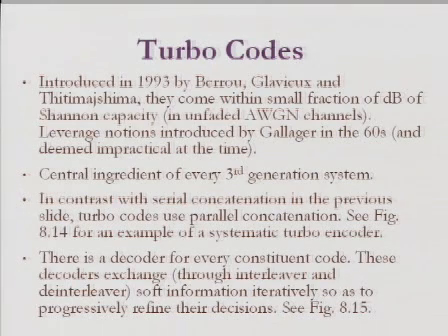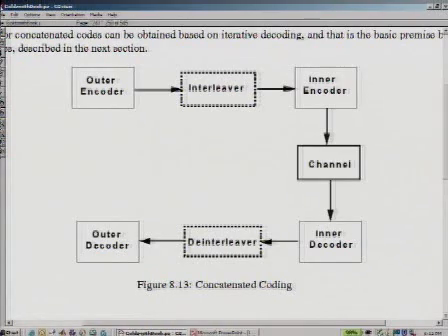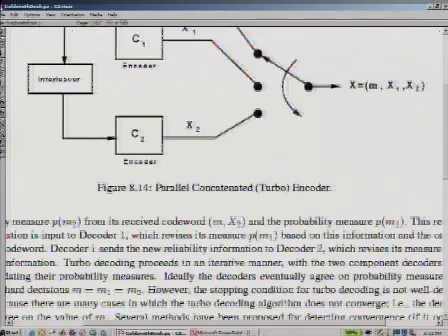All the first generation cell phone standards have turbo codes specified as a central ingredient, though not quite in your phones yet. Turbo codes are concatenated codes, but they're not exactly what I just showed you. They don't work like this. This is serial concatenation. Turbo codes are parallel concatenation, which is much less obvious.